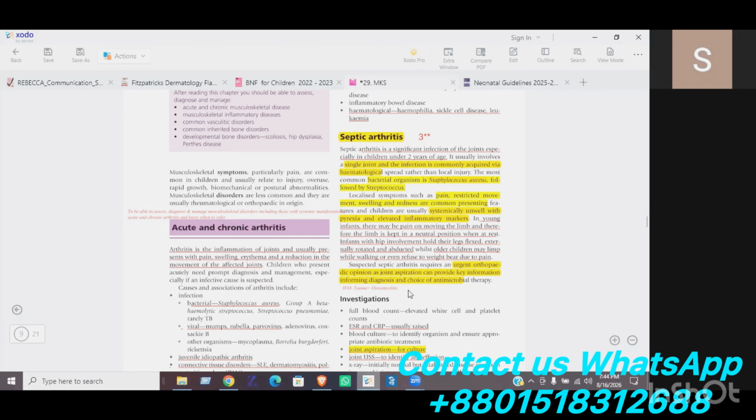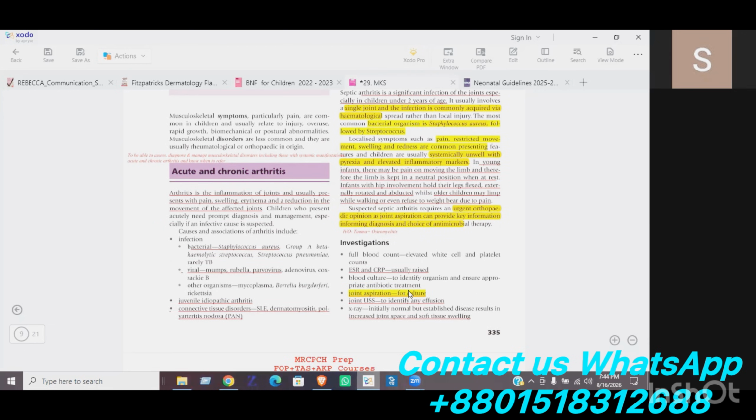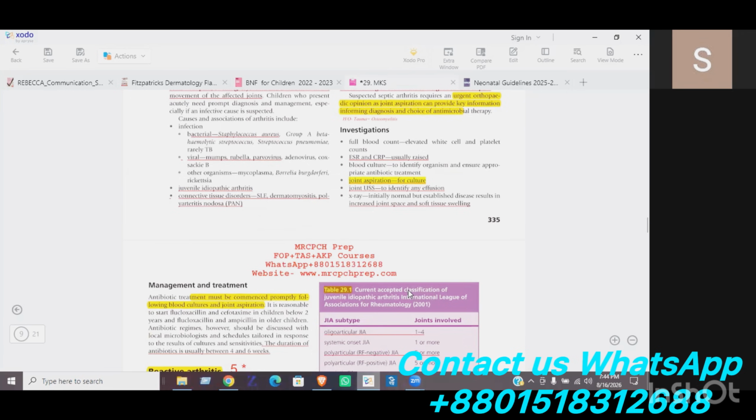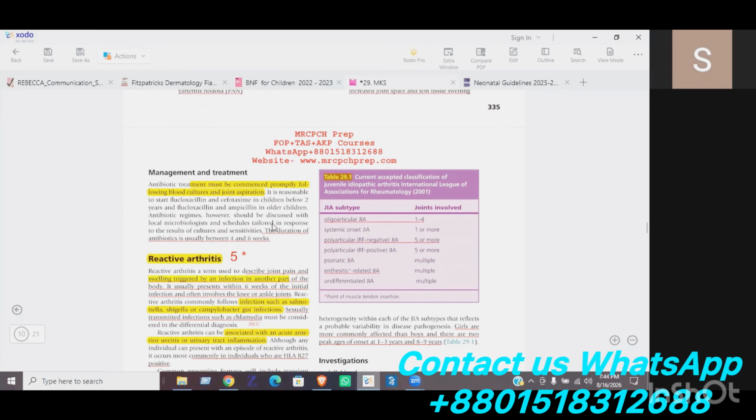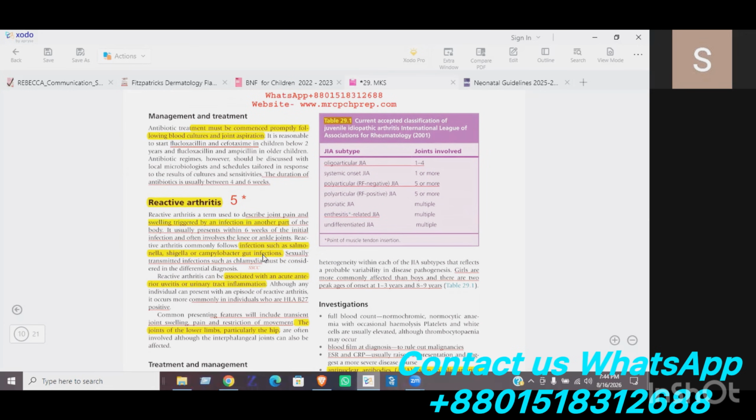What are the investigations for septic arthritis? Joint fluid aspiration, first of all. Treatment: culture and sensitivity, oxygen, and antibiotics. This is the most important. Next is reactive arthritis. Reactive arthritis is another most important five-star topic for the MRCPCS exam.